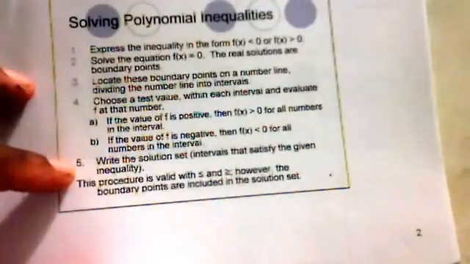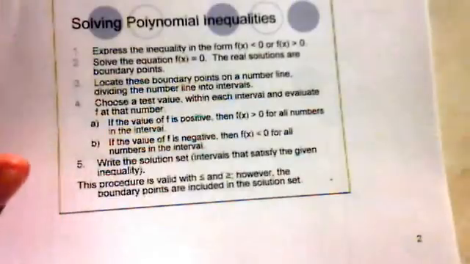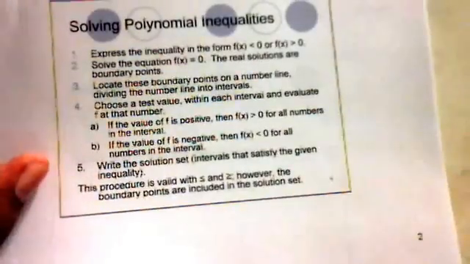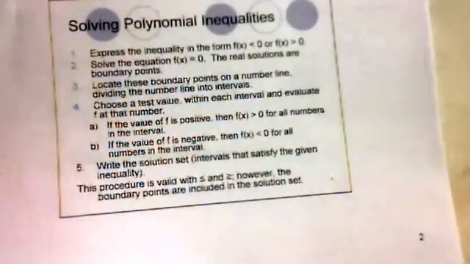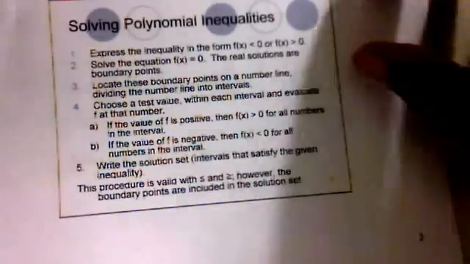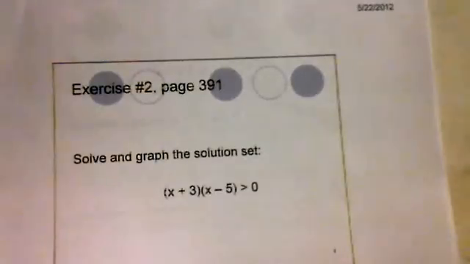And then step number 5, you're going to write the solution set, or the intervals that will satisfy that given inequality. And keep in mind that procedure is going to be valid if you had less than or equal to and greater than or equal to. But with less than or equal to and greater than or equal to, you're going to include your boundary points in that solution set. Okay, we're going to look at a couple of examples that are like that.